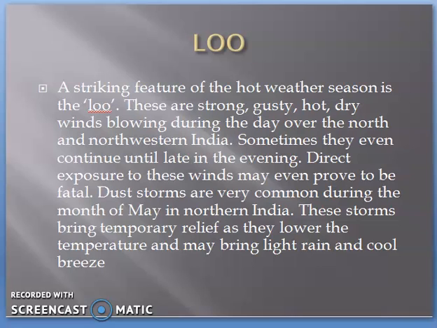In this particular season, there are some features like the Loo, Kal Boishakhi, mango shower and all. Now we will discuss the Loo. Loo is a striking feature of the hot weather season only. In this Loo, strong gusty dry winds blow during the day over north and northwestern India. Sometimes it continues until the late evening. Direct exposure to this wind may prove to be fatal.